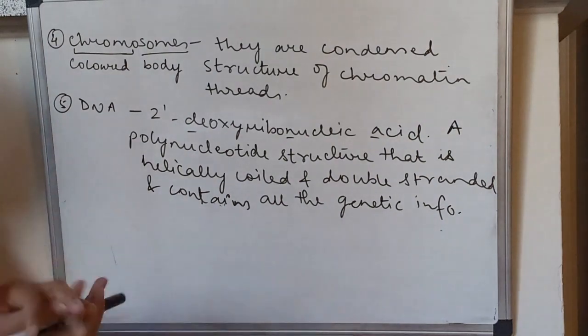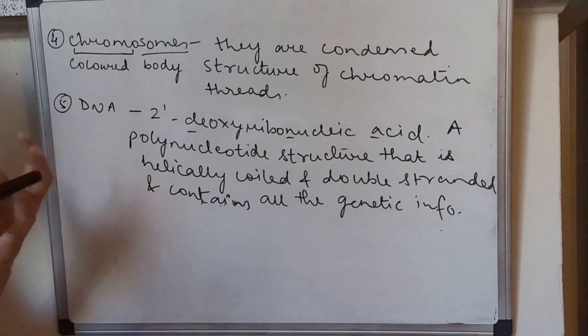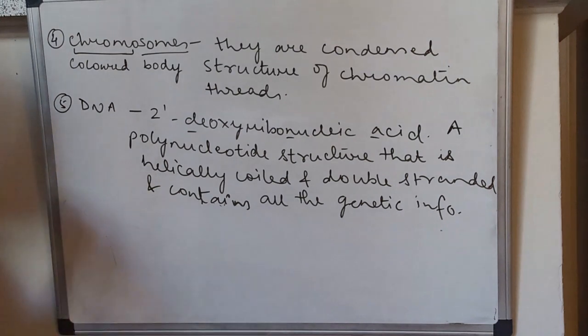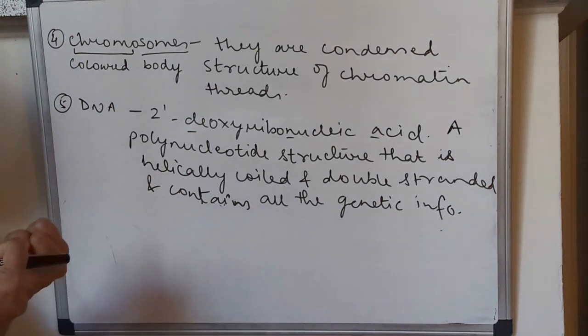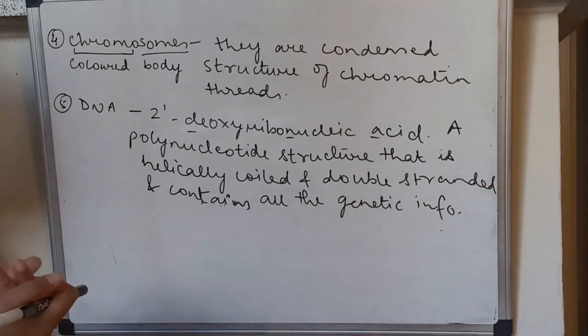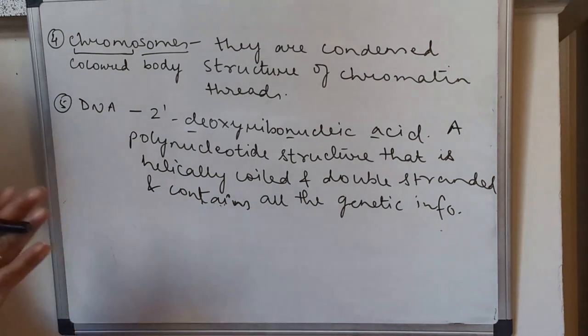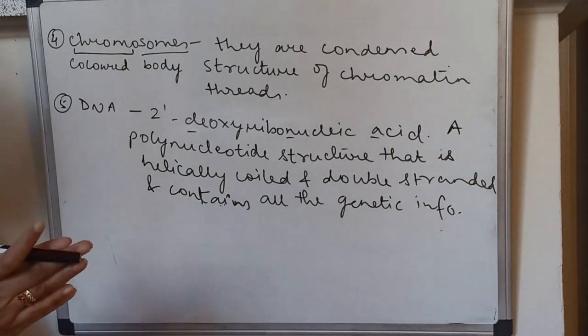So we are going to see in this chapter how DNA is able to contain the information, in what form it contains the information, and how the information is deciphered in our body. How is the information finally expressed? We are going to see all these details in this chapter.